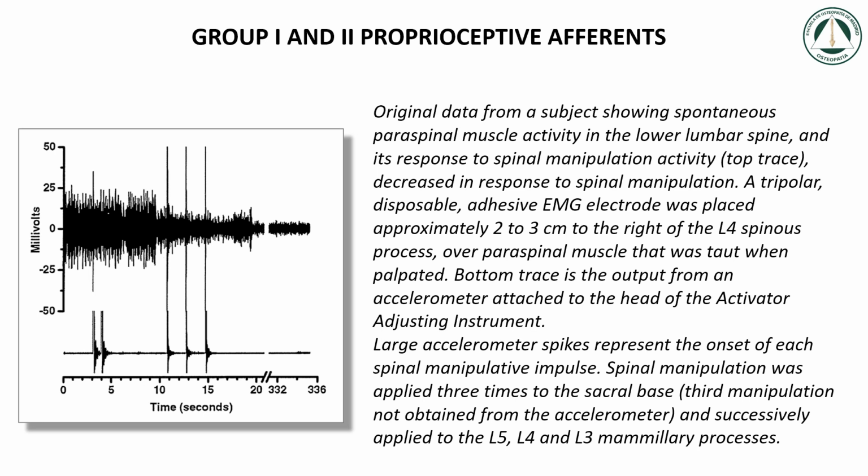Spinal manipulation was applied 3 times to the sacral base, third manipulation not obtained from the accelerometer, and successively applied to the L5, L4 and L3 mammillary processes. The large spikes in the top trace are likely mechanical artifacts from the manipulative impulse.